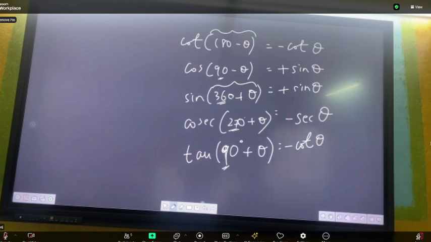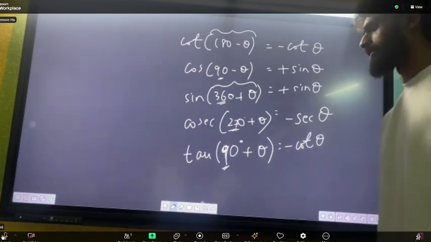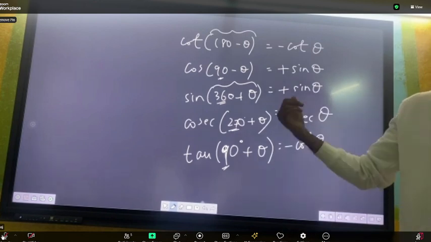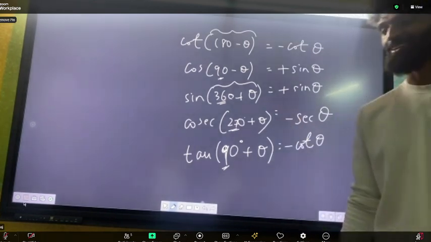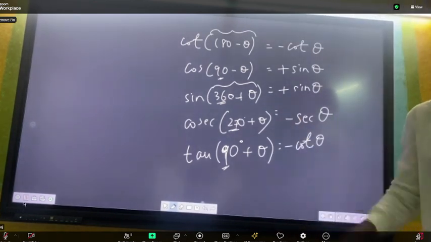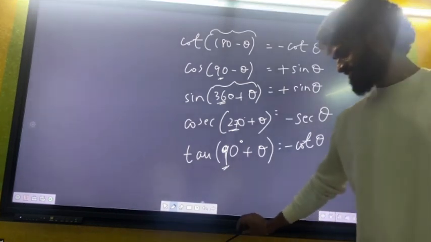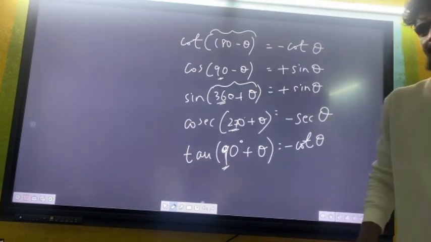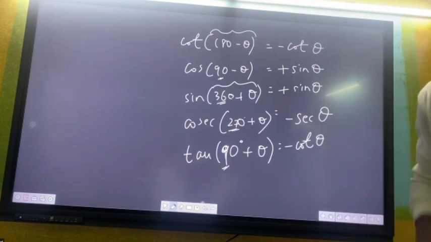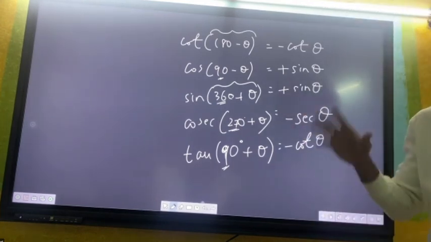Then guys, the same books will continue tomorrow. Don't write it, learn. Just make sure you don't get confused. First quadrant, second quadrant, third quadrant, fourth quadrant.